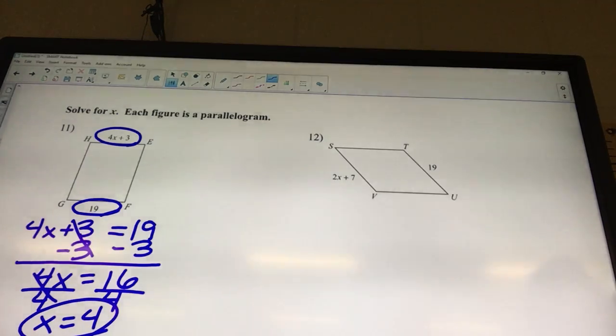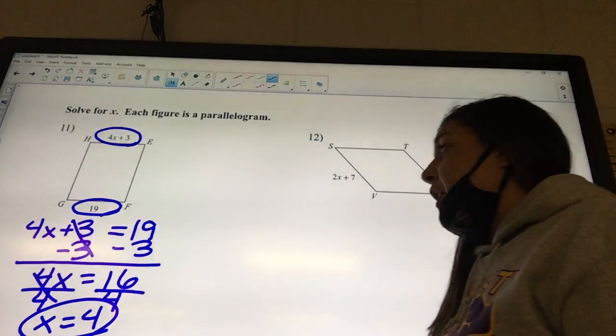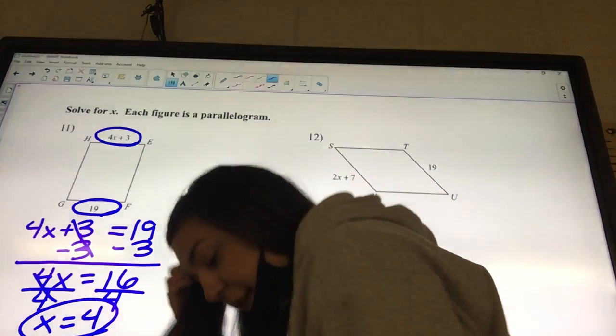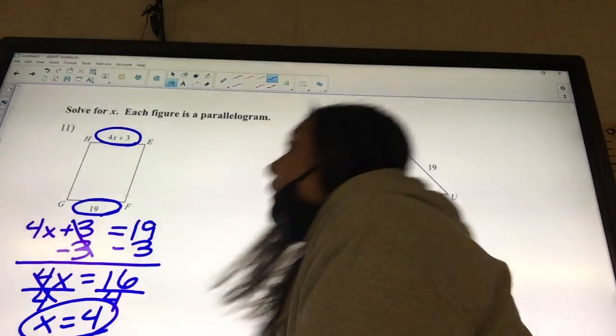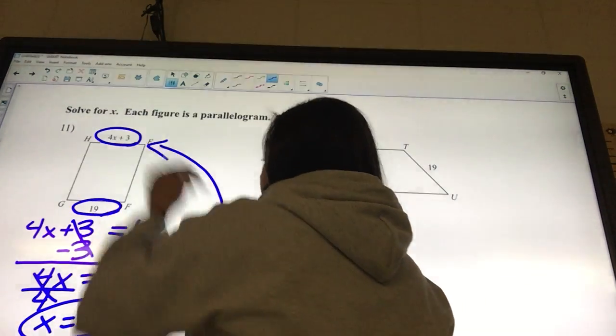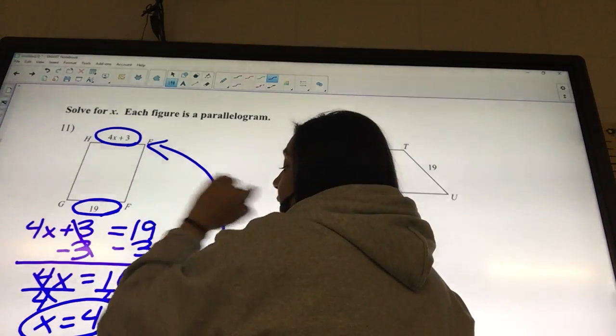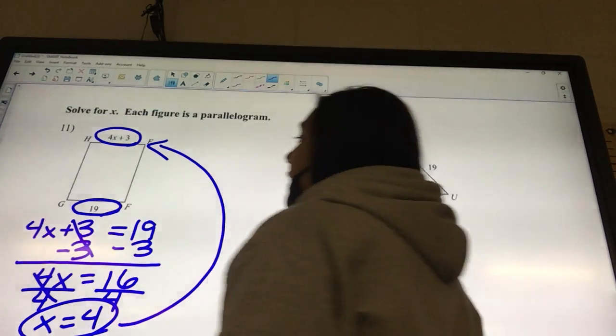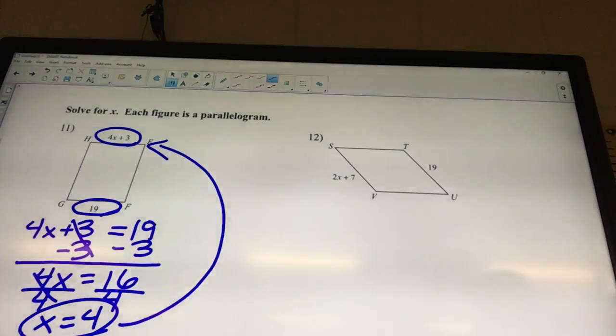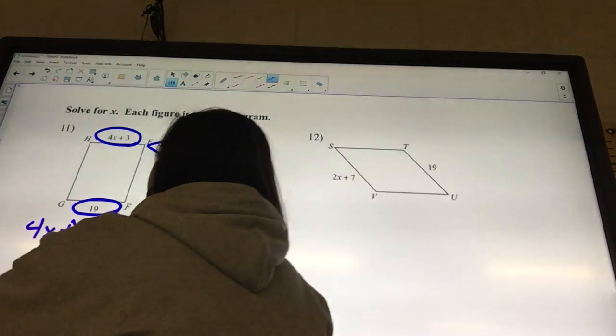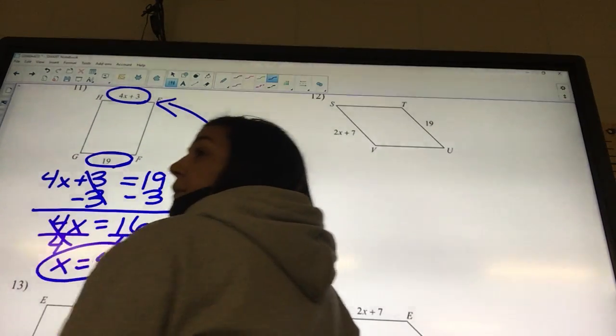Now, if you're really feeling some type of way, you could plug this in. We already know that one side is 19 for sure. For the other side, you could plug in x equals 4. So 4 times 4 is 16, plus 3, which is 19. And so those both work out. However, you don't need to plug it in. It says solve for x, and we did just that. If it says plug it in or find something or the other, then that's what you need to do. This one just says solve for x.